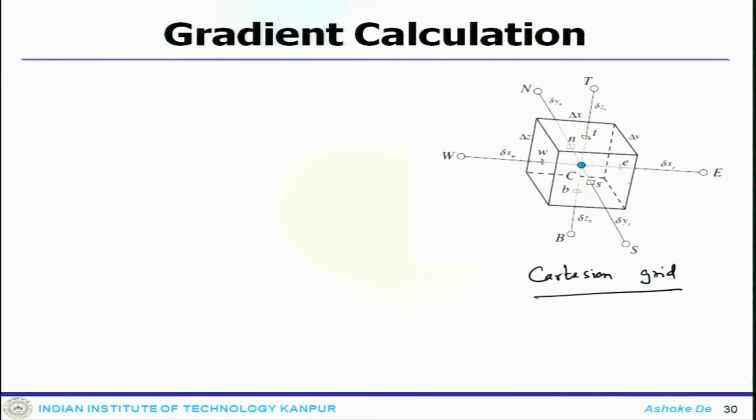As usual in our convention, there is an east cell, this is the west cell, there is a north cell, south cell, top and bottom. Now, this is a 3-dimensional Cartesian cell. So, that is why you have 6 different faces. So, the number of cells which are surrounding also will go up.